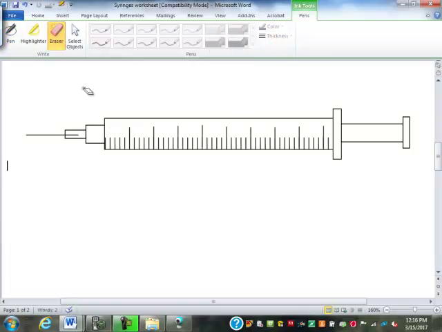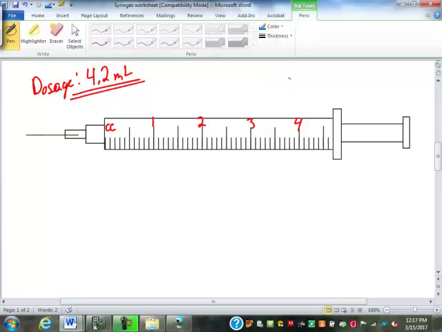So let's say this syringe here is labeled cc's, 1, 2, 3, 4. And the dosage called for is 4.2 milliliters. How do we convert 4.2 milliliters into cc's? Remember, cc's is another way of writing cubic centimeters, centimeters cubed.